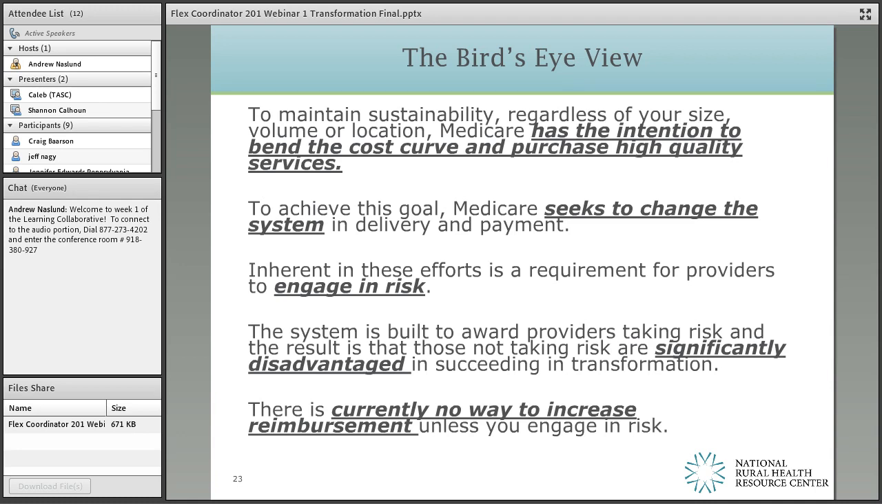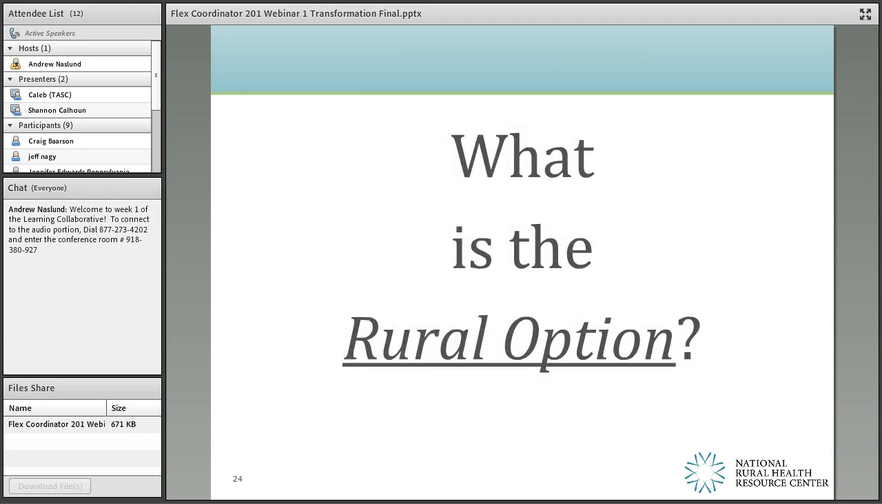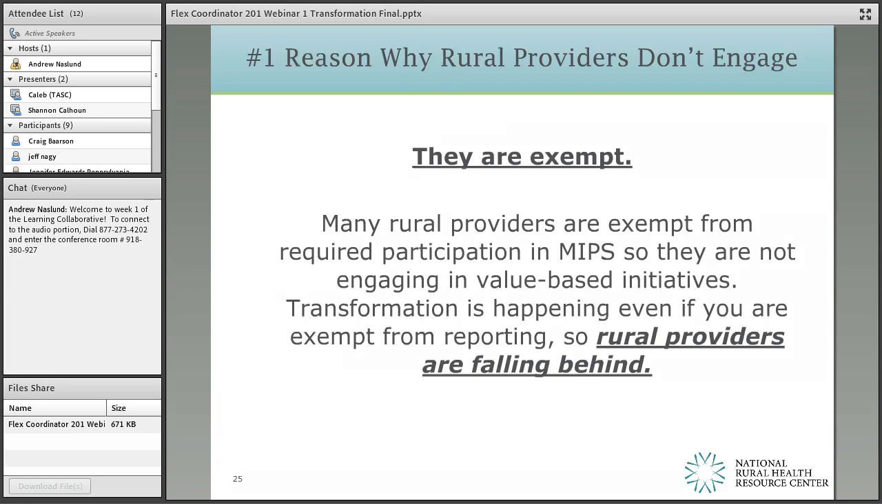My biggest concern, and I've said this already, is that there is a significant disadvantage for those who are not taking risk or at least engaging in some type of value-based payment. And for fee-for-service, there is no way to increase reimbursement unless you engage in risk. So those things, I think, are what is the basis of the conversation for what we'll have in the following webinars.